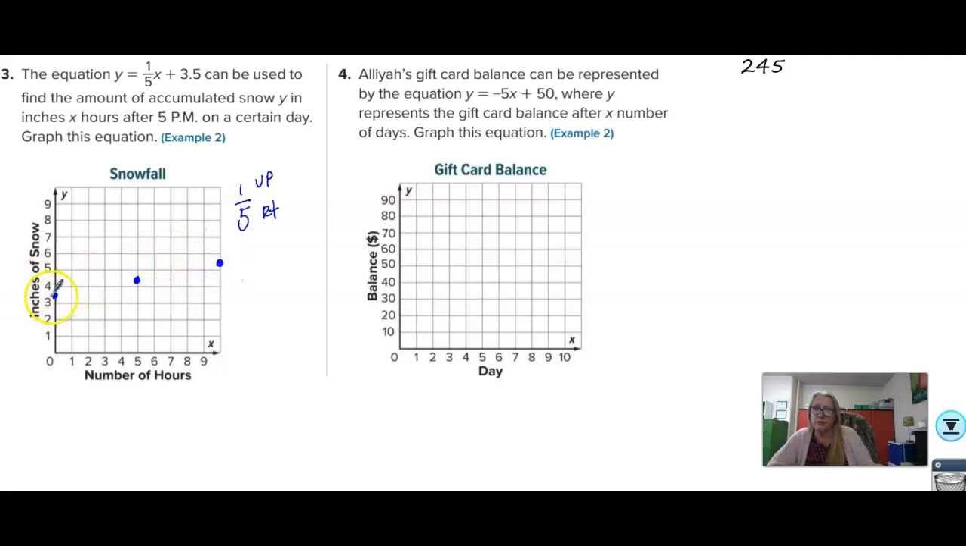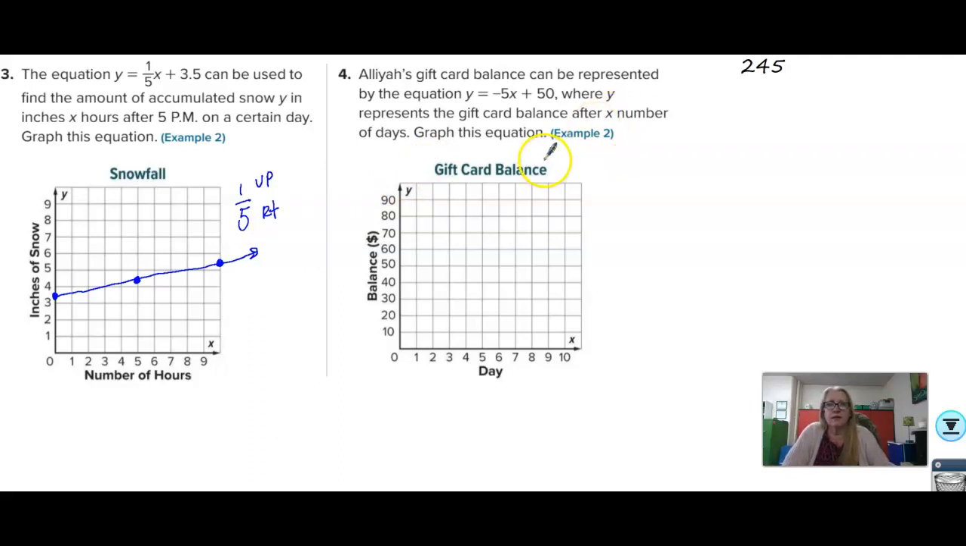Now we have 3 points to draw our line. I call it a line, but it's actually a ray because it will not go any further to the left. That's as far left as it goes, but it goes on forever to the right. We all know snow goes on forever.